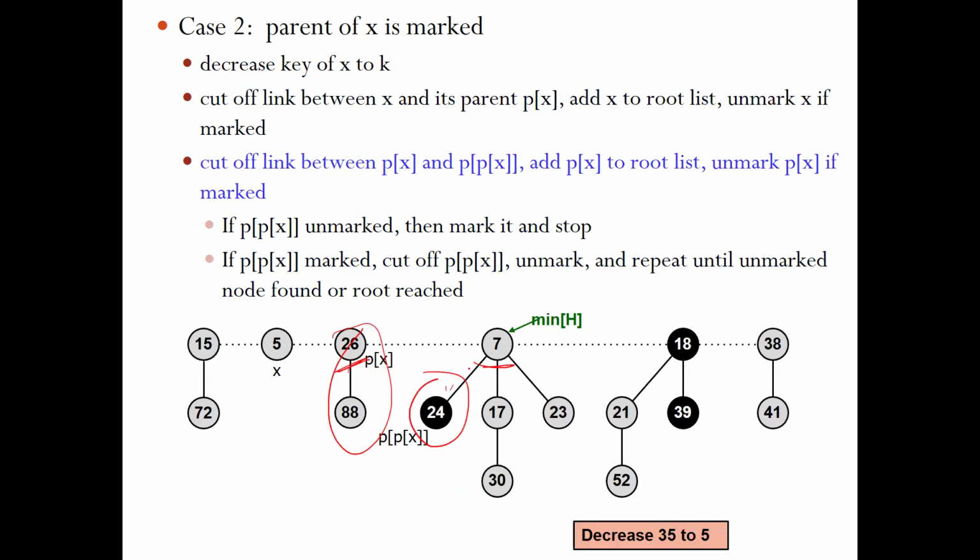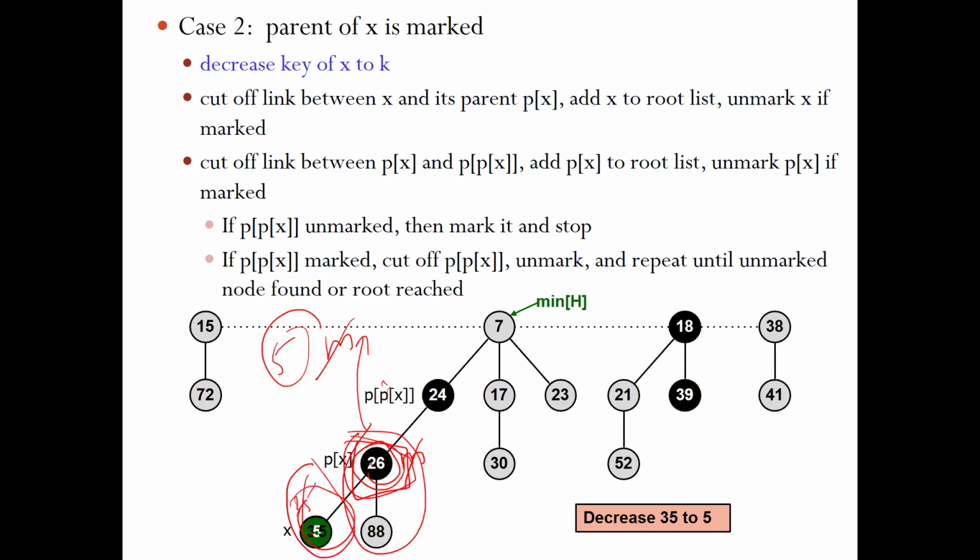Now, is its parent marked? If this was also marked, we would have to cut it and bring it up, and so on. We have to keep on doing this until you find an unmarked node or you reach the root node. The root node is where you stop, even if the root node was marked. So this is a recursive procedure. You can see removing this performed a cut here.